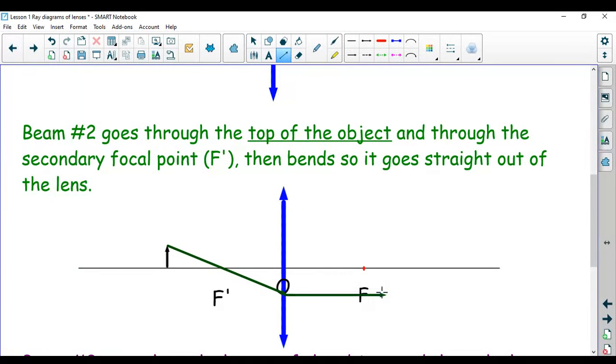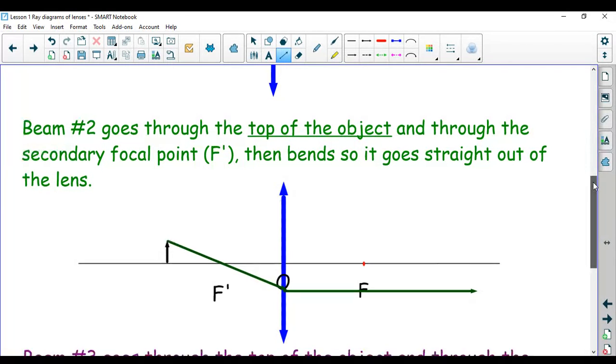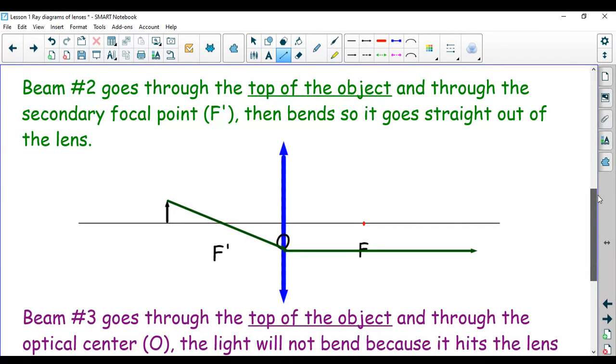So it will be nice and parallel with this line I've made. That's why I made this line. It's called the principal axis. That allows us to make sure that these are parallel to each other. Just makes it a little easier. So that's rule number two.